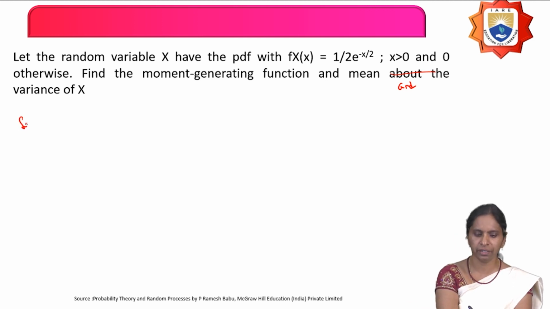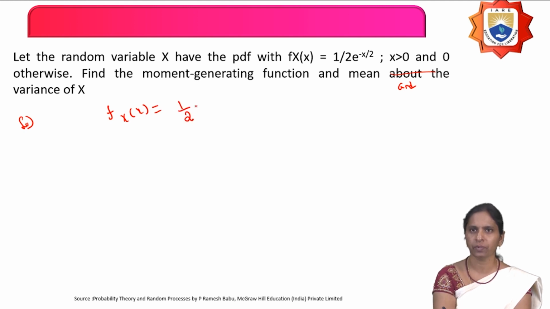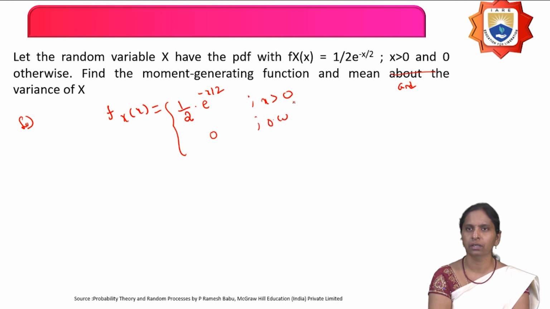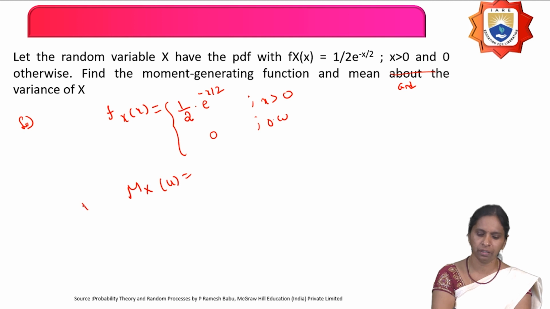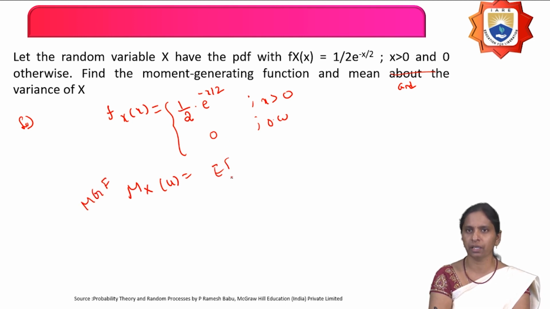So what they have given here? They have given the density function. What is that value? 1 by 2 into e power minus x by 2 when x is greater than 0 and 0 otherwise. So what you have to calculate? The moment generating function. So what is the moment generating function formula of random variable x? Mx of u, moment generating function, that is a short notation, is equals to what? Expectation of e power u into x.